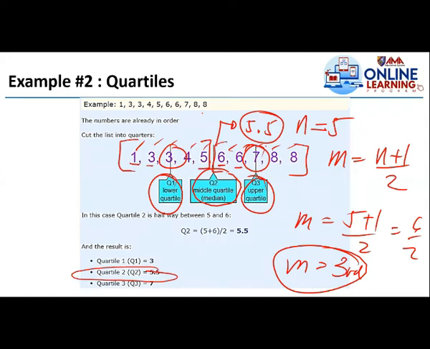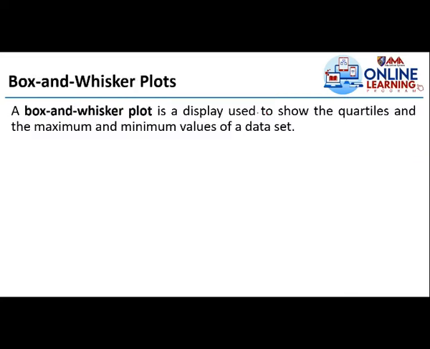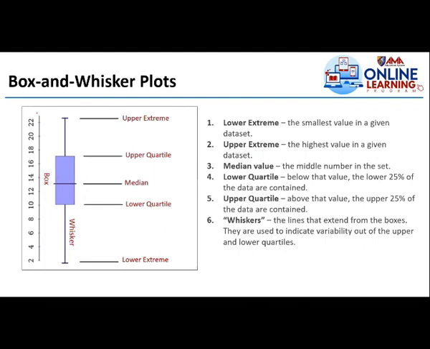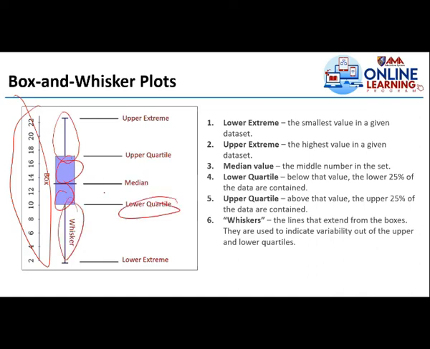Okay, let's proceed. So after you get the quartiles, you plot it in a box and whisker plot. It is a display to show the quartiles and the maximum and minimum values of a data set. So this is how it looks. This is the number line, this is the box, these are the whiskers. So you just plot what you got for the lower quartile, median, upper quartile, lower extreme, and upper extreme.